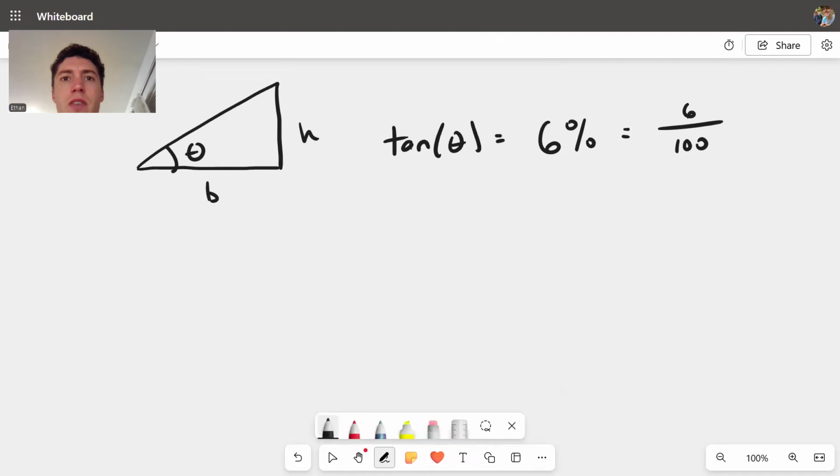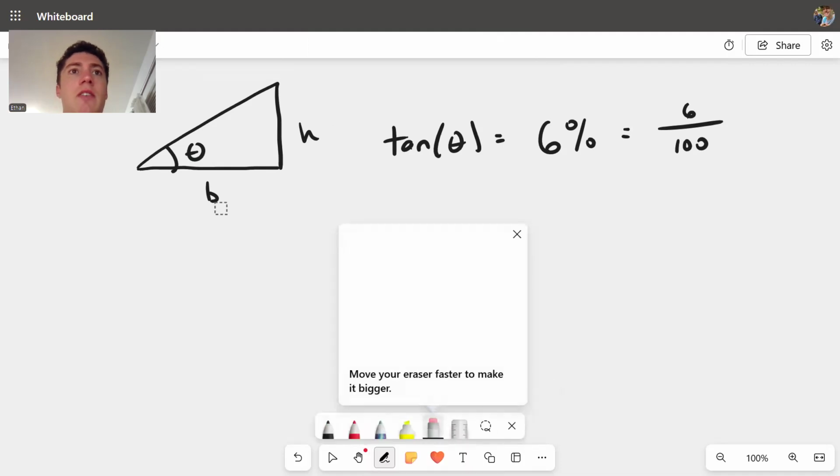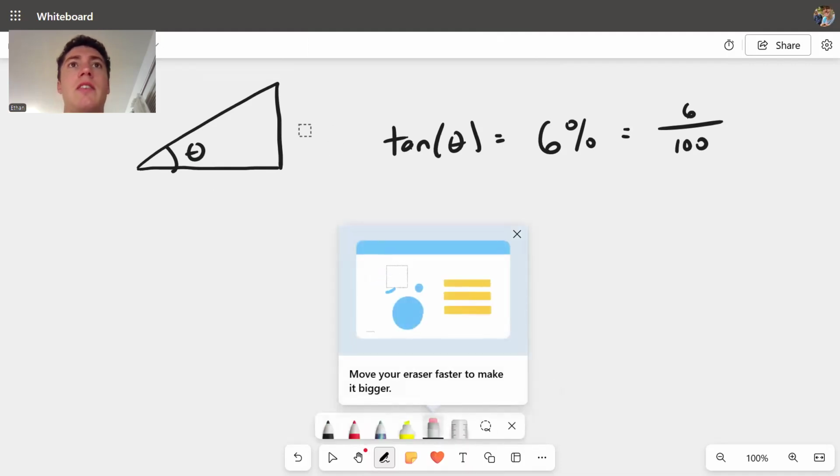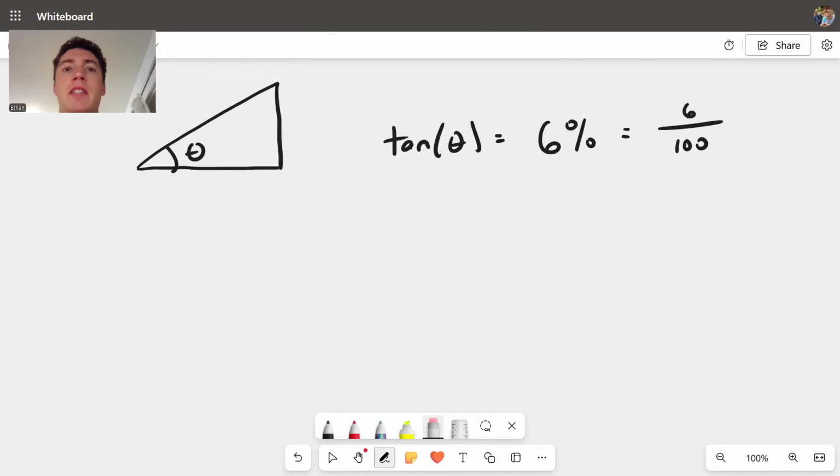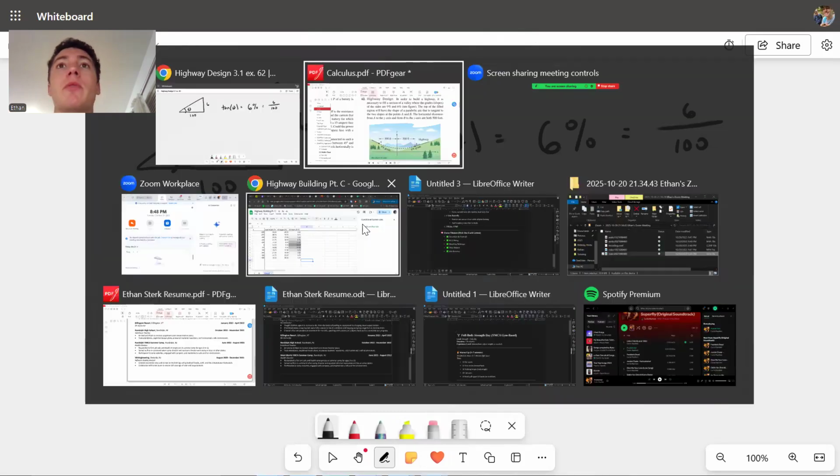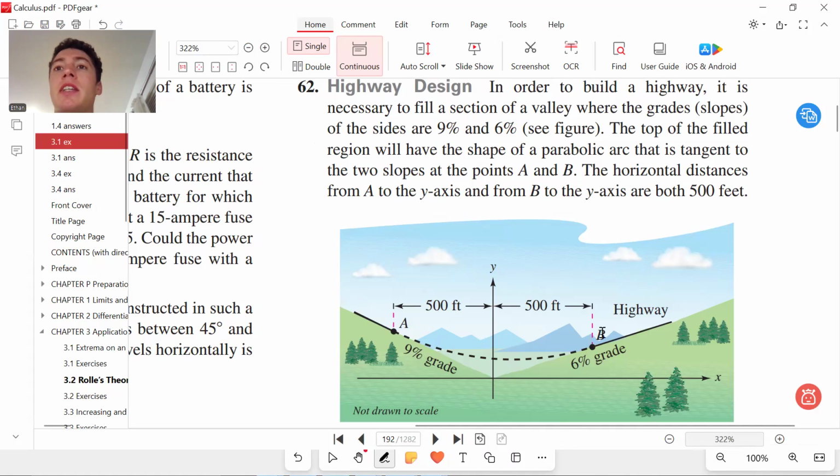So that would mean that we have 6 over 100, which is not drawn to scale here, but that's what a 6% grade means. So let's go back to our problem. This is a 6% grade. This is a 9% grade. That'll come in handy. So, what else do we need to go over? I think we can get right into it.